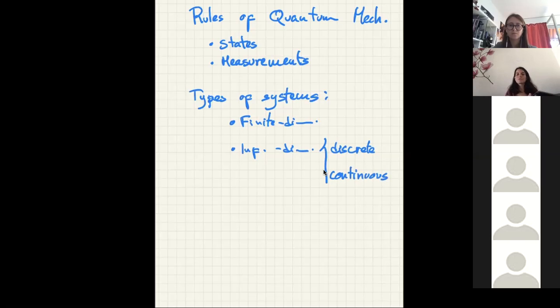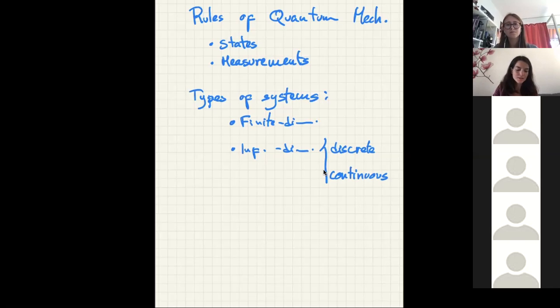So if you do quantum information theory, most of the time you're working with finite systems. If you do more physics, quantum mechanics one, you start with continuous systems, and we'll try to do everything at once because this way you can see the parallels and how to go from one notation to the other.